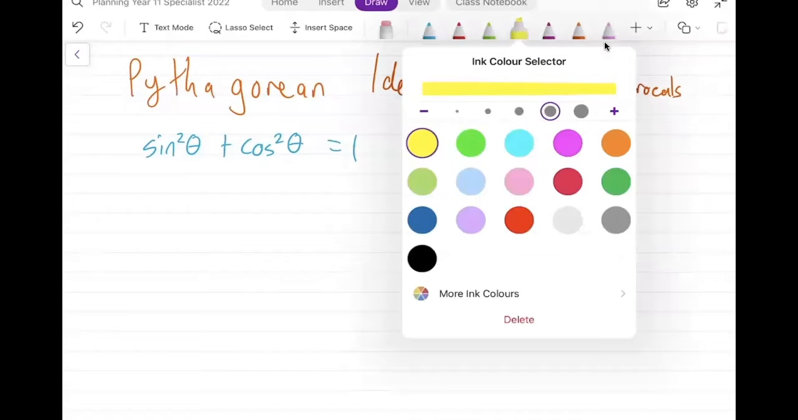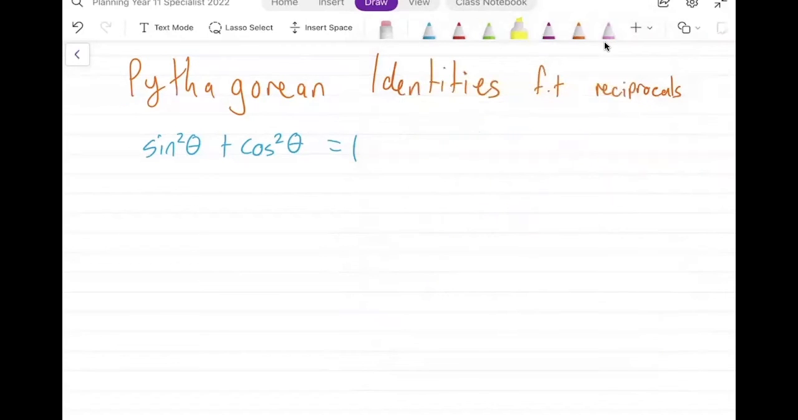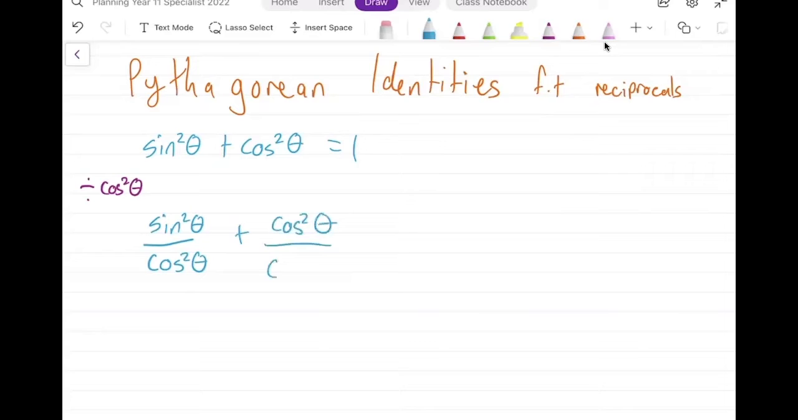And just like we can with all our mathematics, we can do some manipulations with this with our new information to get two other identities. Okay, to get our first new identity, we're going to divide everything by cos squared theta, and let's see what happens. So this is going to become sine squared theta over cos squared theta plus cos squared theta over cos squared theta equals 1 over cos squared theta.